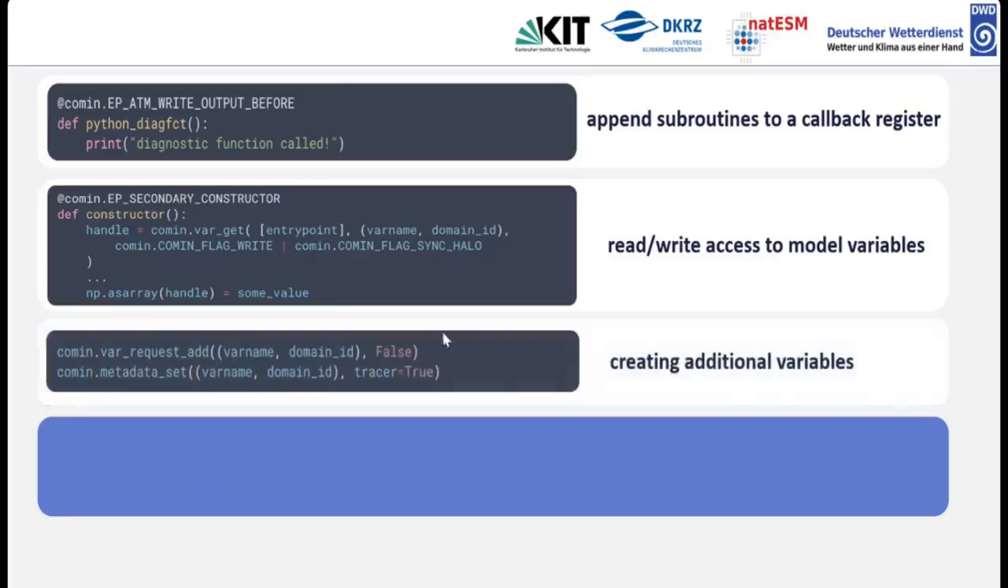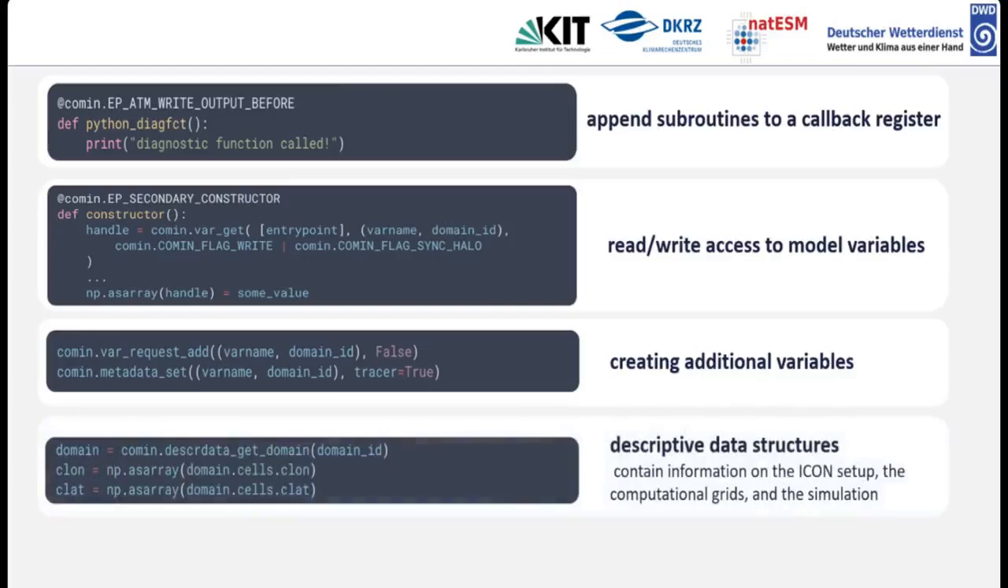And this is how we create additional variables to an ICON variable list via our plugins. So here I request to add a new variable with a specific name, and I can also say on which domain I want to have this specific variable. And we can specify metadata for this variable as well. For example, here we said that this variable will act as a tracer in ICON.